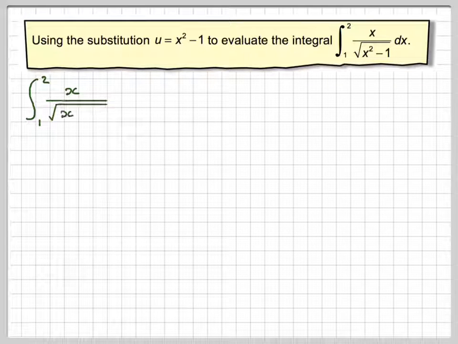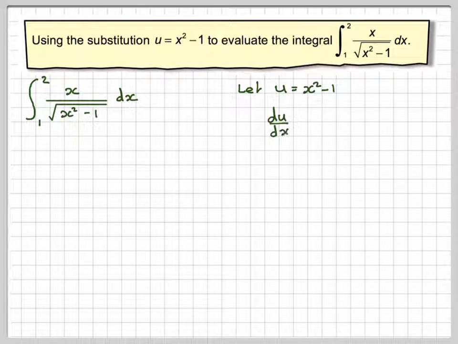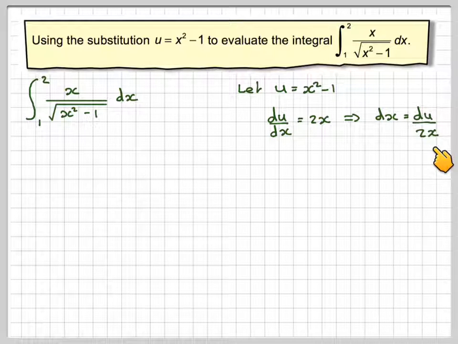So writing down the integral, we're told what u is. So let u be equal to x squared minus 1. Differentiate that, du by dx is going to be 2x. Make dx the subject, so dx is equal to du over 2x.